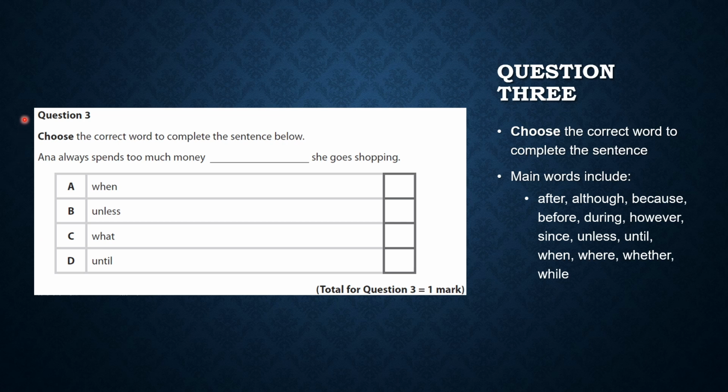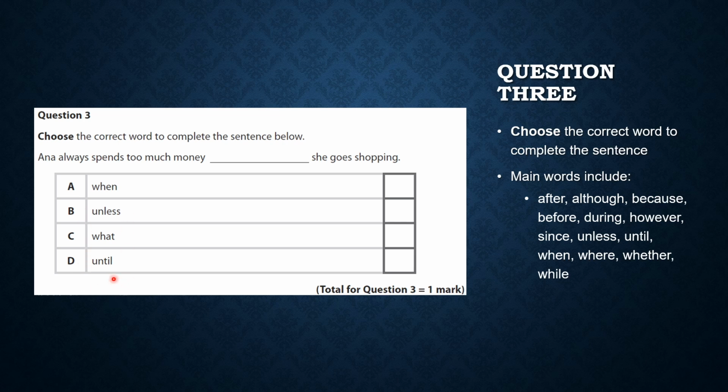So here we are back at the example we saw at the start of the lesson. What we're going to do now for question 3 is choose the correct word to complete the sentence below. The sentence is, Anna always spends too much money, blank, she goes shopping. So this is the action, and we have another action. So think about that when we look at the options. We have when, unless, what, or until.